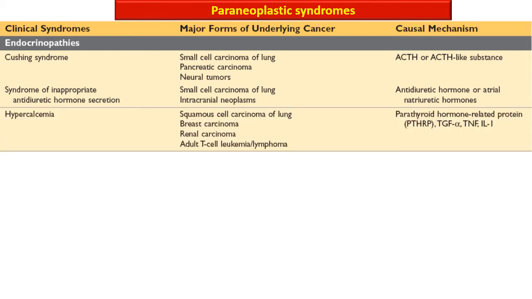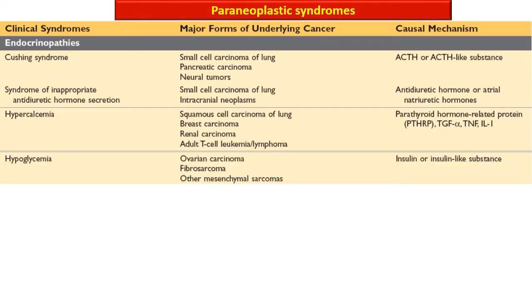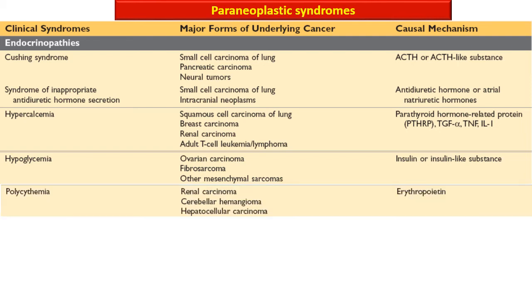Hypercalcemia is due to parathyroid hormone-related protein, transforming growth factor alpha, tumor necrosis factor, and interleukin 1, and it is seen in squamous cell carcinoma of the lung, breast carcinoma, renal carcinoma, and adult T cell leukemia and lymphoma. The hypoglycemia is due to insulin or insulin-like substances, which is seen in ovarian carcinoma, fibrosarcoma, and other mesenchymal tumors.